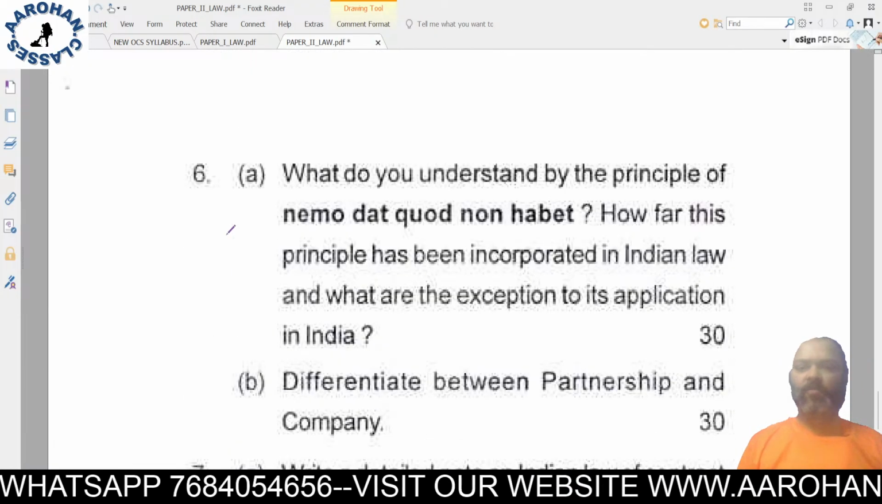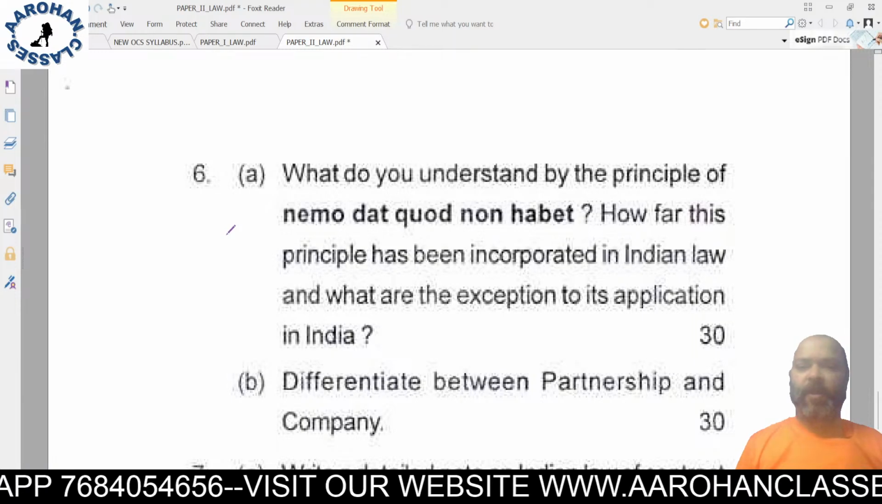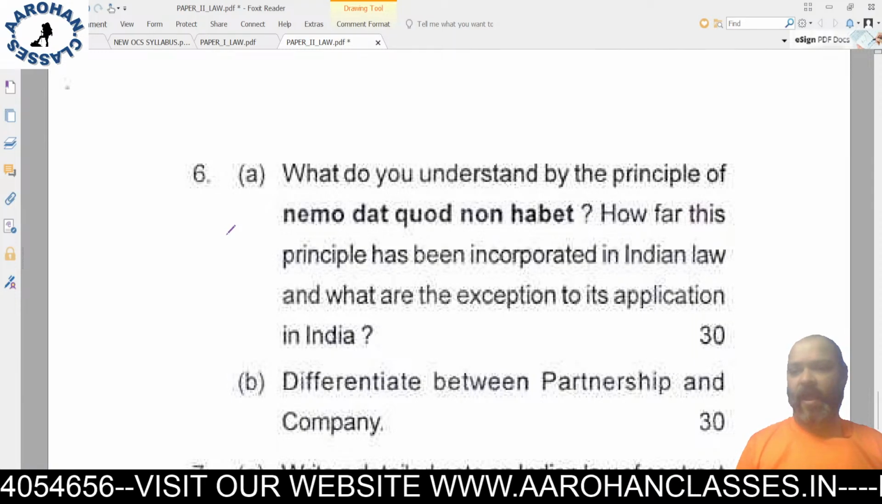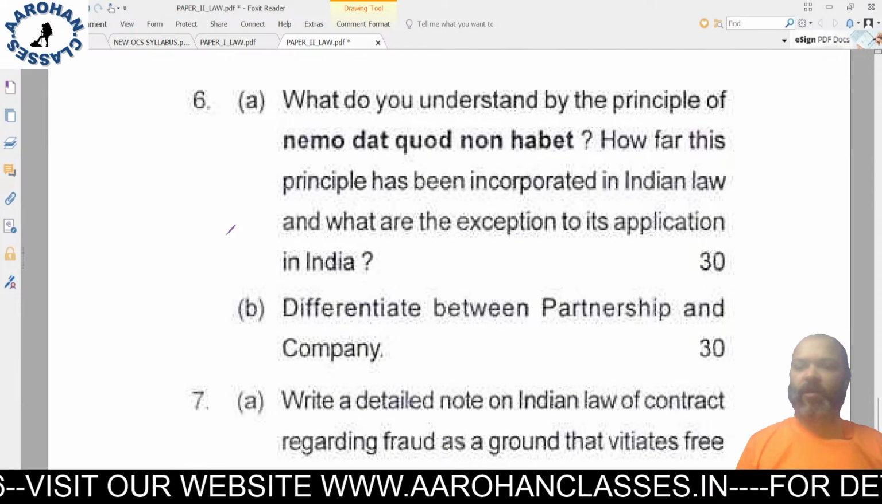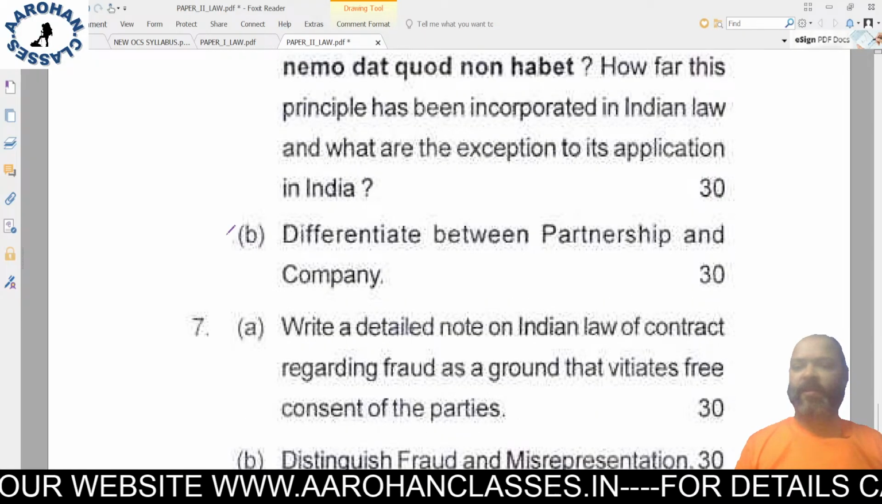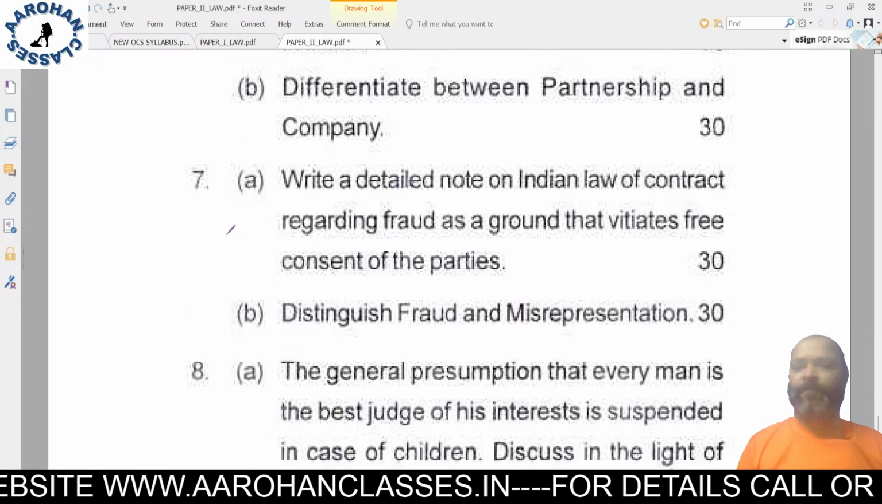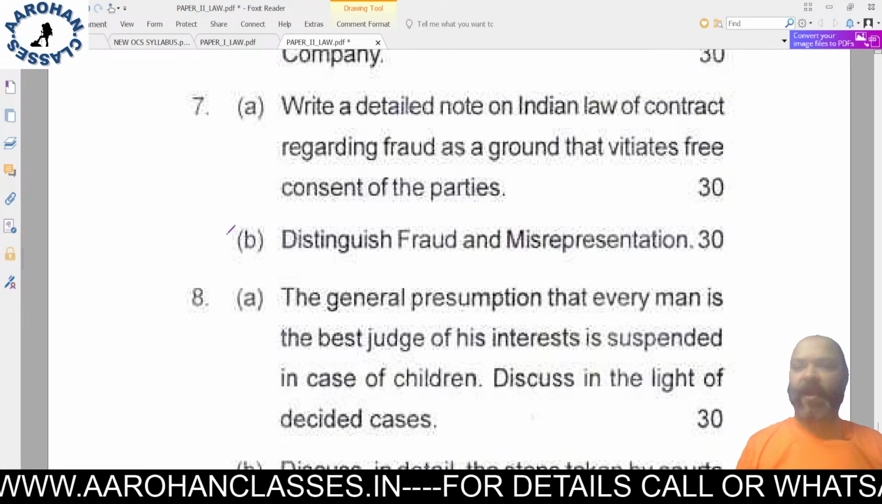What do you understand by the principle of nemo dat quod non habet? How far has this principle been incorporated in Indian law, and what are the exceptions to its application in India? Differentiate between partnership and company.